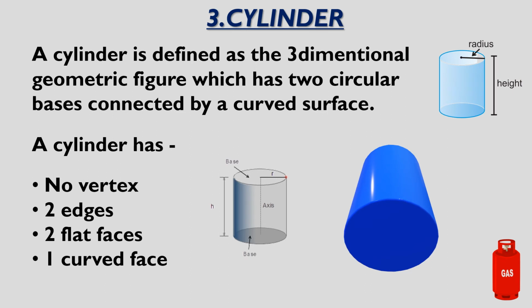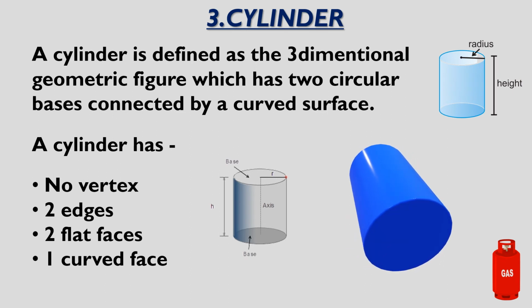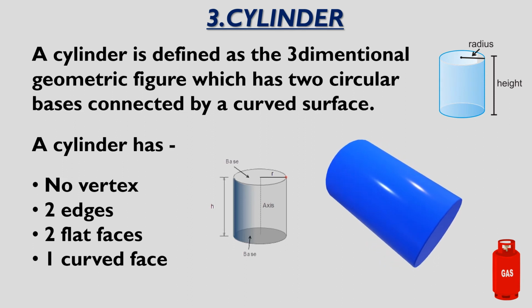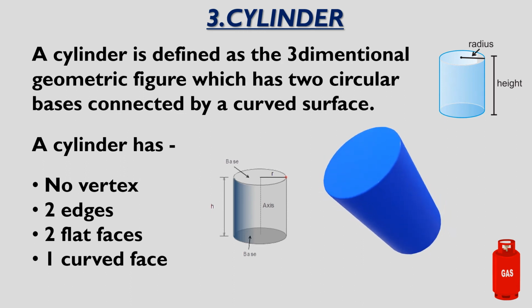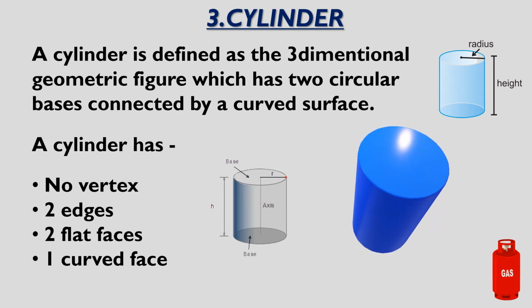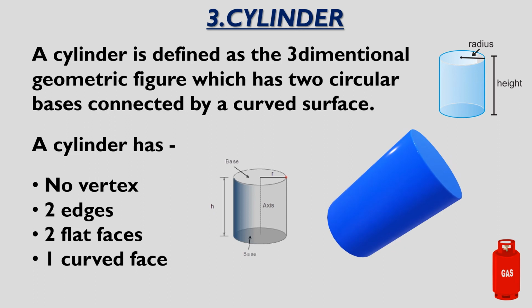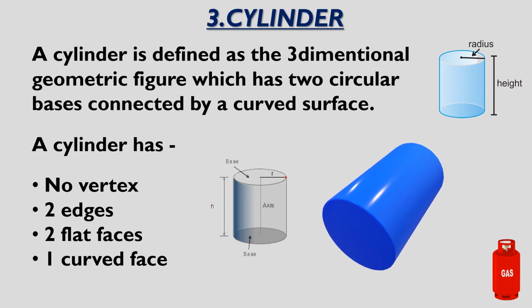Third is cylinder. A cylinder is defined as the three-dimensional geometrical figure which has two circular bases connected by a curved surface. As you can see in the picture, a cylinder has no vertex, two edges, two flat faces and a curved face.